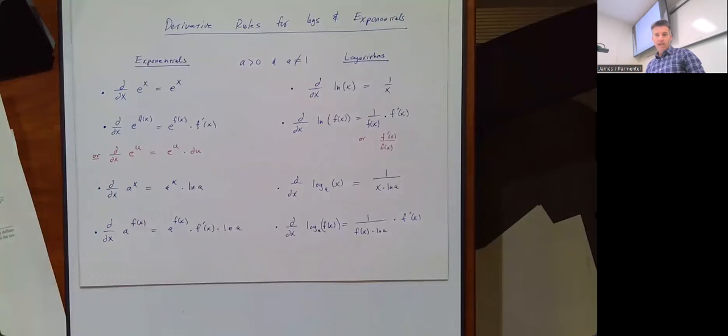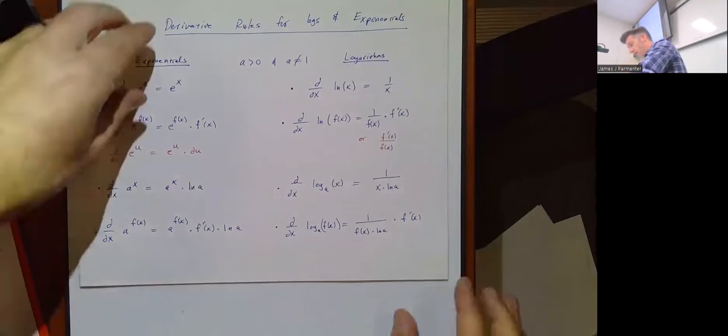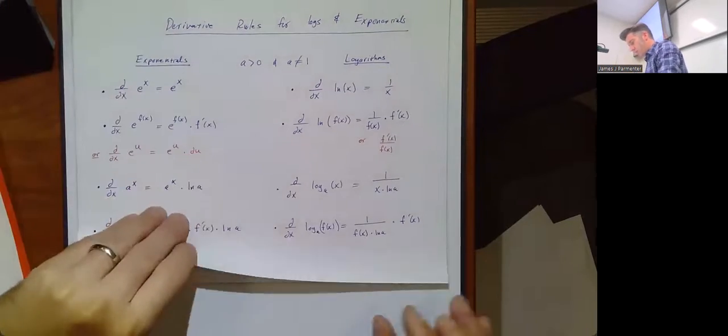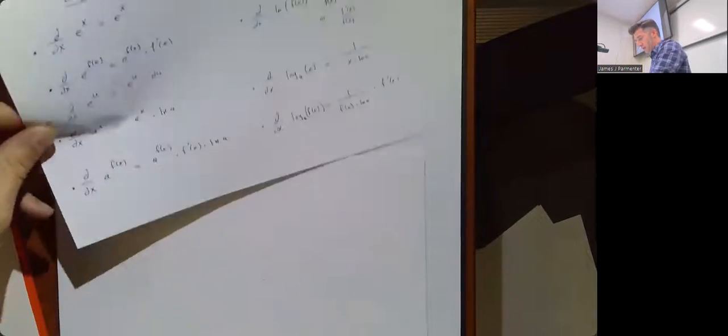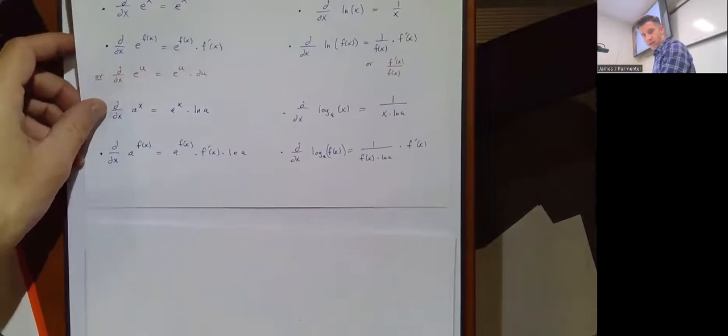Oh, is a just a variable like x, or is it a number like e? A is a number like e. So, to kind of... yeah, oh yeah, cool. All right. So for example, if I was going to take, sorry, I'm kind of getting off here.